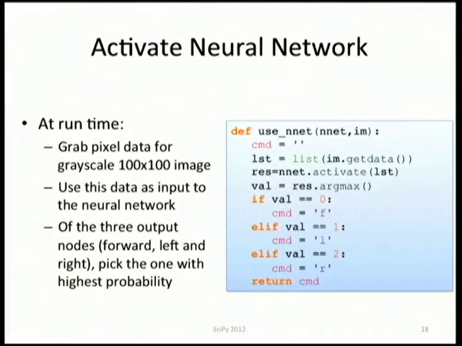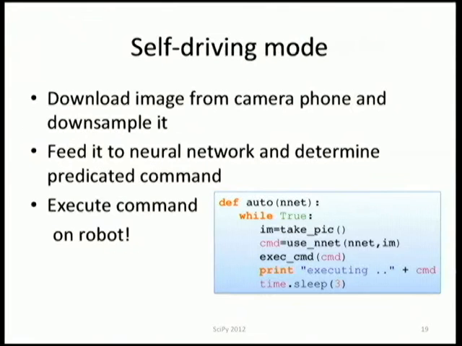Activating the neural network is also pretty simple. This function that you're seeing over here, use neural network, takes a trained neural network as input as well as a downsampled image. To activate this neural network, you grab the pixel data for this 100 by 100 image, you call the activate function on the neural network, and then you get a vector, which is basically the probability that it's going to be a forward, a left, or a right. And then whichever one has the highest probability, that's the action that you return from this function.